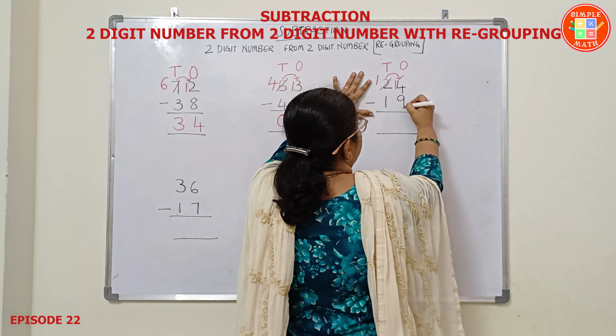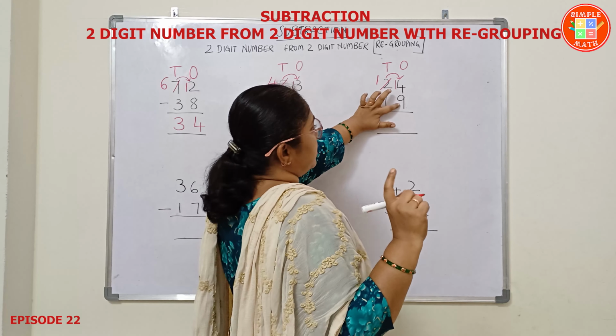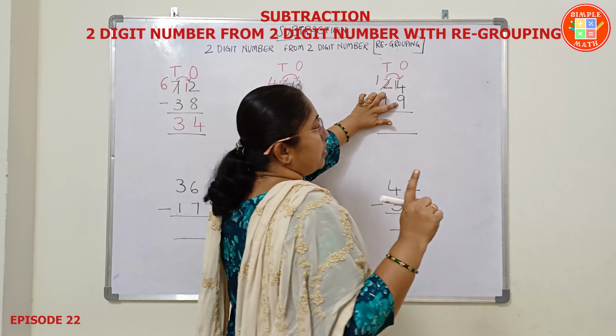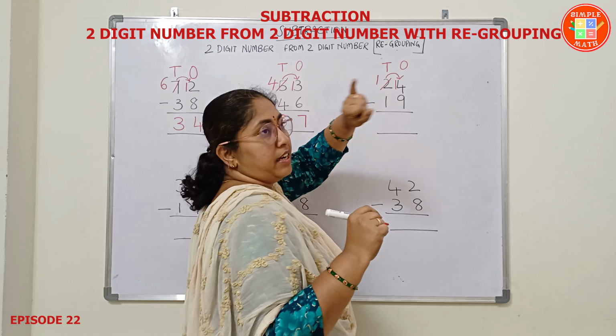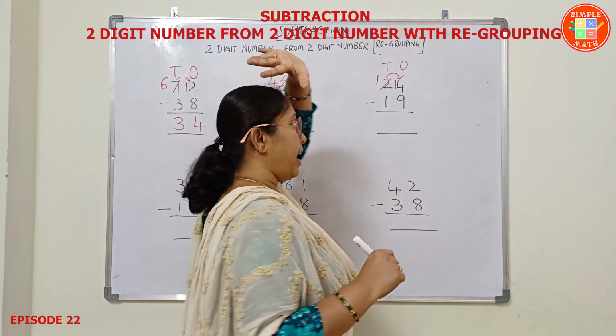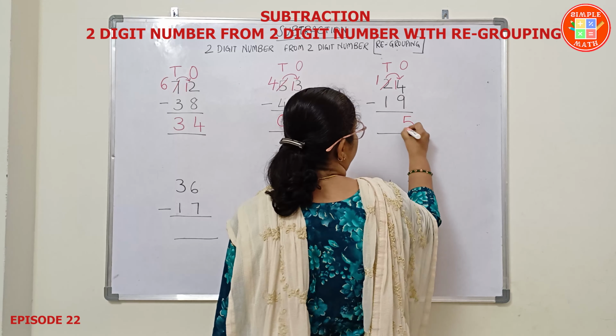Now count. Keep this small number, 9, in your mind. Count till you get this big number. So 9 in your mind. Count after 9: 10, 11, 12, 13, 14. How many fingers did you get? 5. So write the number 5.